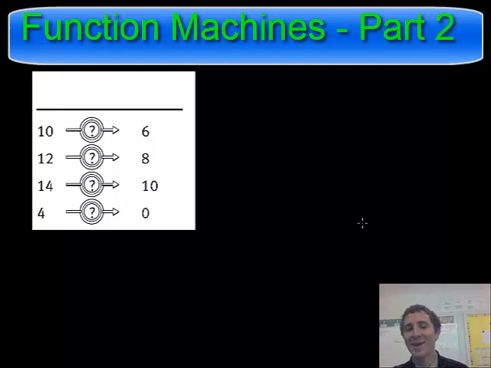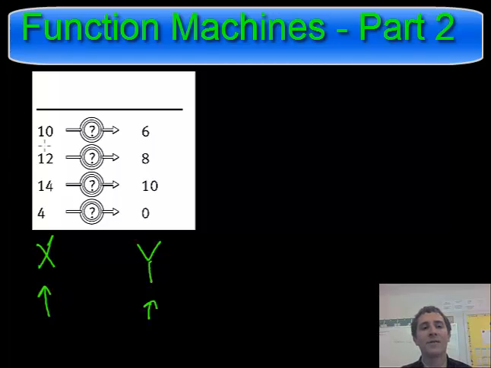And today what we're going to be looking at is how we are getting from the X side of our function machine to the Y side of our function machine. So what we're going to do is call the side on the left here the X side, and the side on the right the Y side. How do I get from X to Y? So we kind of have to look at what's happening. I go from 10 to 6 on one of them. I go from 12 to 8 on one, 14 to 10, and 4 to 0. How am I getting from the number in the X column to the Y column?